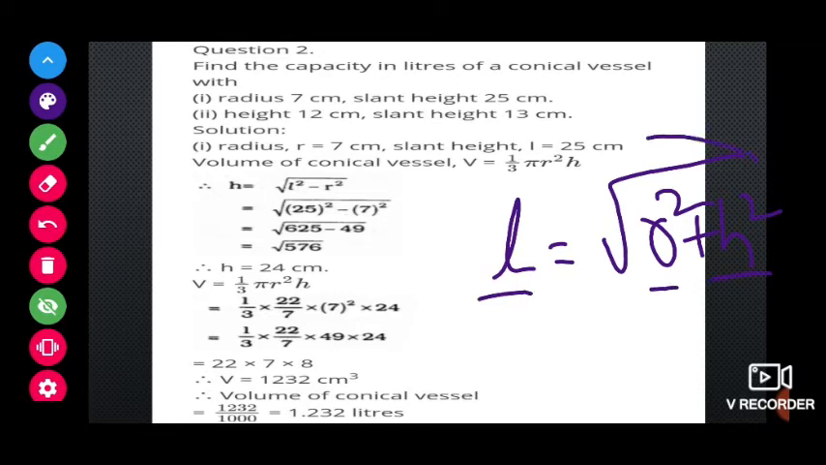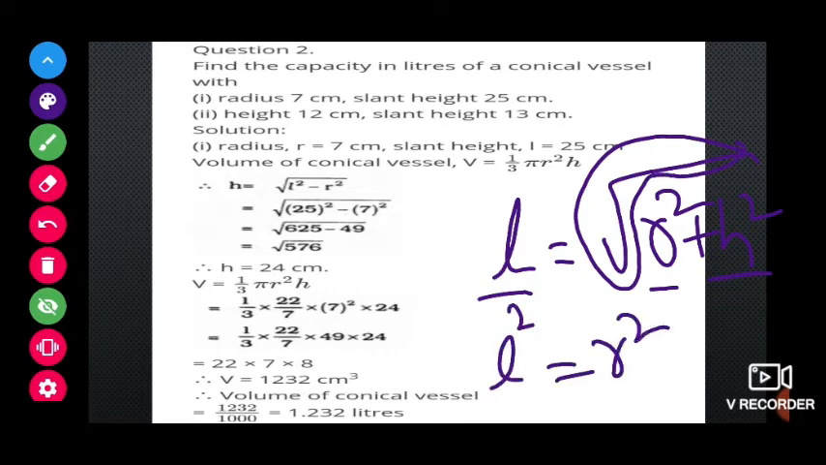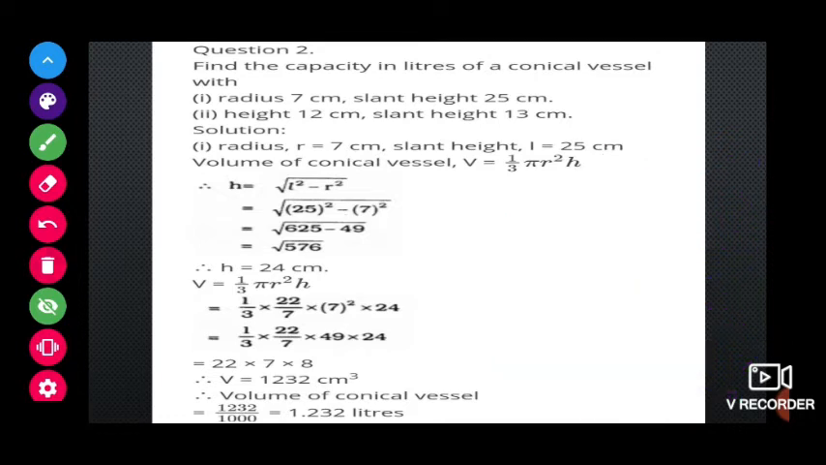If the square root goes to the other side, it becomes L square. L square is equal to r square plus h square. Now we want h square, no? So h square is equal to L square minus r square, with r square going to the other side, and then the square going the other side as a square root. So height is equal to square root of L square minus r square. By using that, first we have to find the height of the cone, then only we can find the volume.